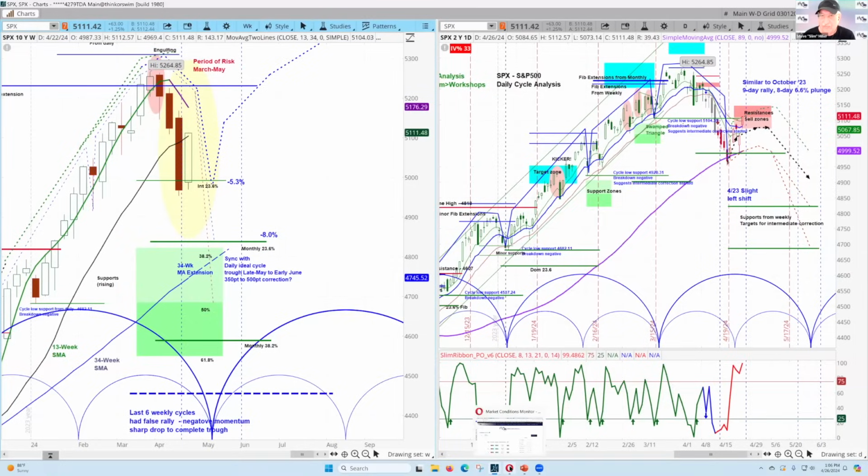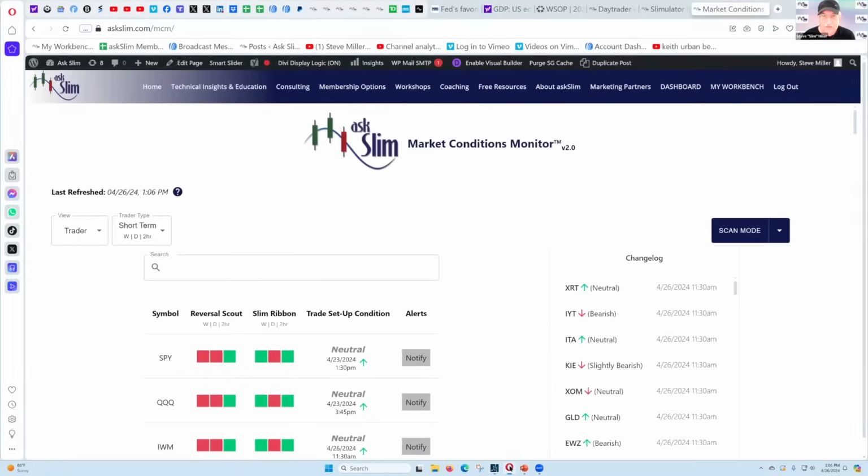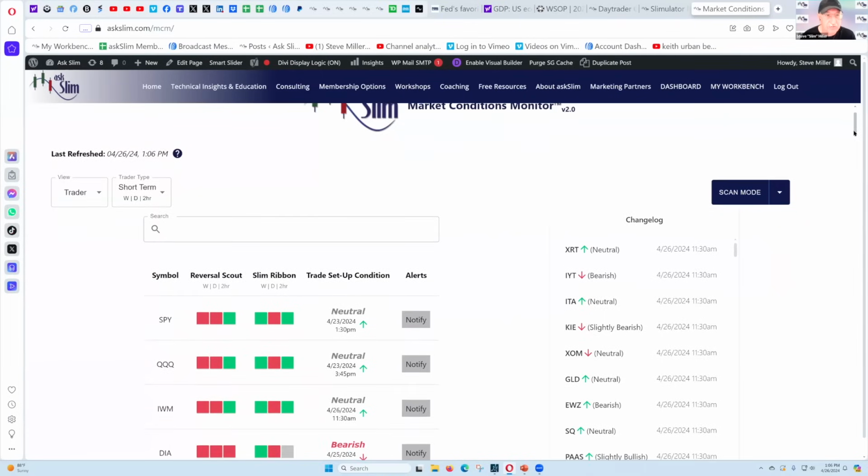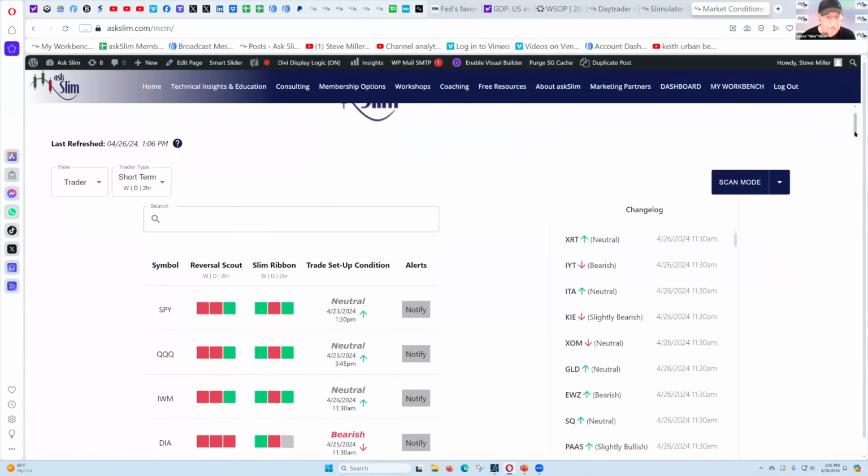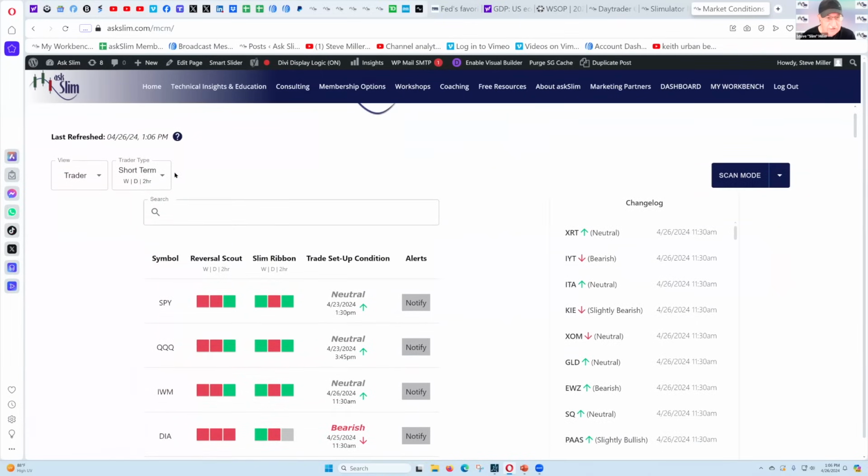So now that I've brought you those charts, what I want you to see is our market condition monitor, because this is really important. Right now I have this market condition monitor set on short term. This is available to level 3 and 4 members. And there's an upgrade coming soon that you're just absolutely going to love. So if you look here, you can see on the short term, you have three of them as neutral.